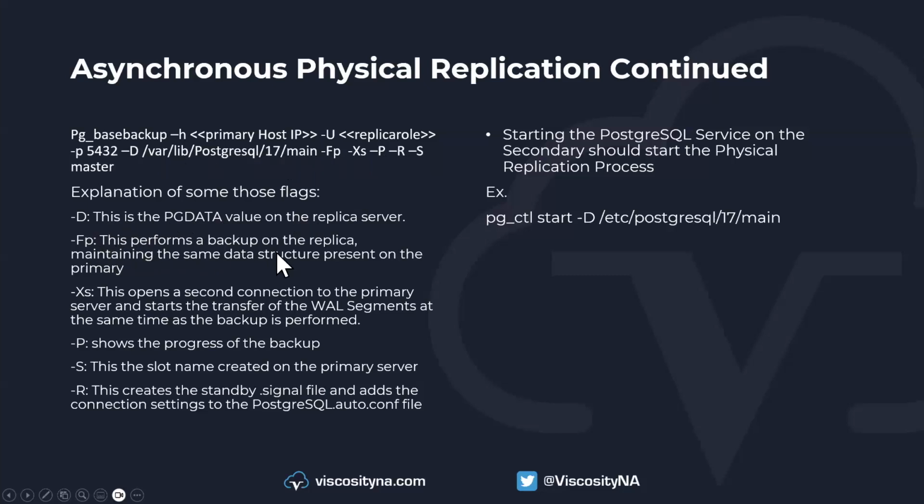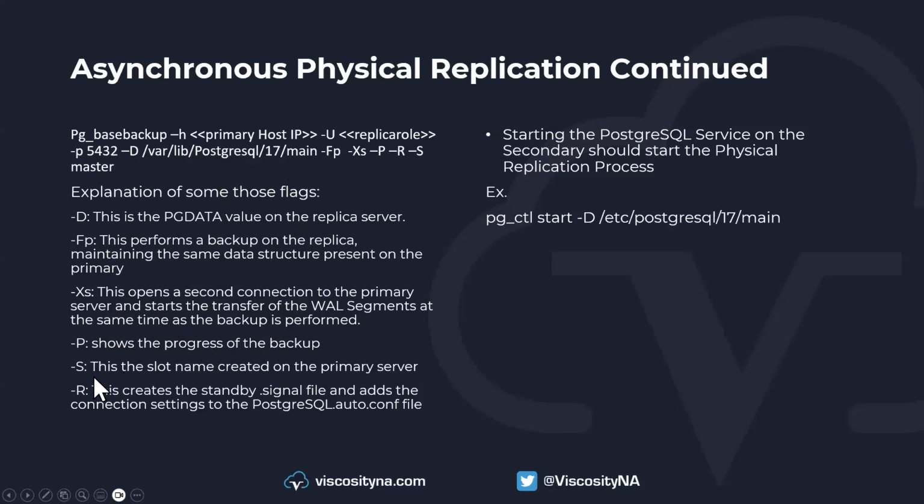The -Fp performs a backup on the replica, maintaining the same data structure present on the primary. -Xs basically opens a second connection to the primary server and starts the transfer of the write-ahead log segments at the same time as the backup is performed. There'll be a lab of this showing this in a second if you want to see it in action.